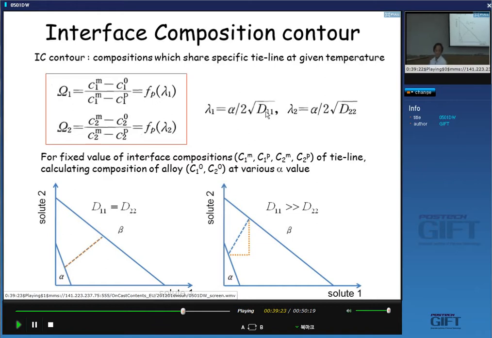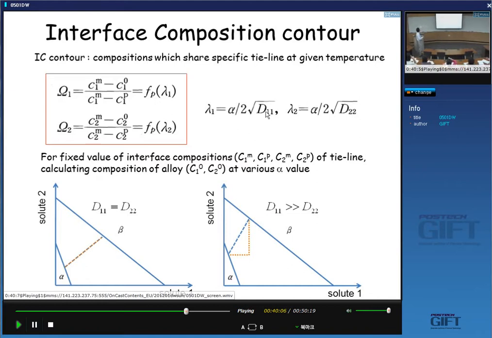Technically, the interface composition contour can be calculated for a given tie line. For a given tie line, we know the interface composition, and we put this interface composition in and calculate the original composition by changing the alpha value. When you put in these values, this one, this one, this one is known. And this is a function of alpha.